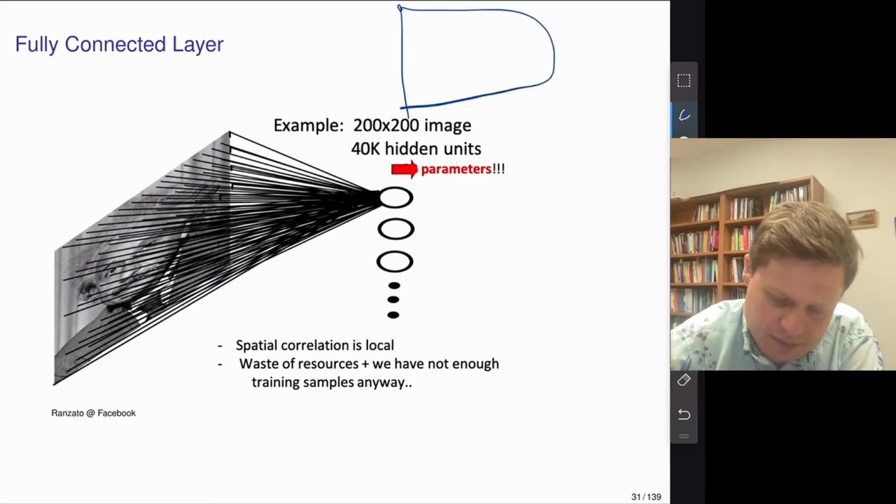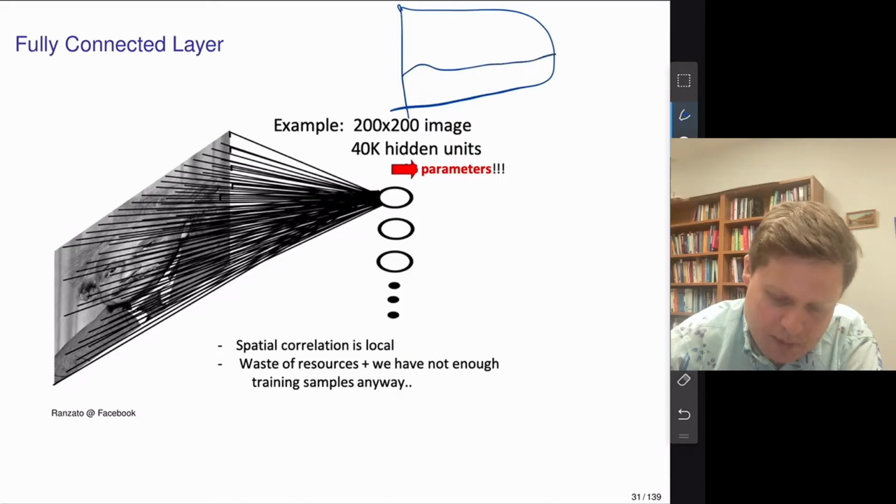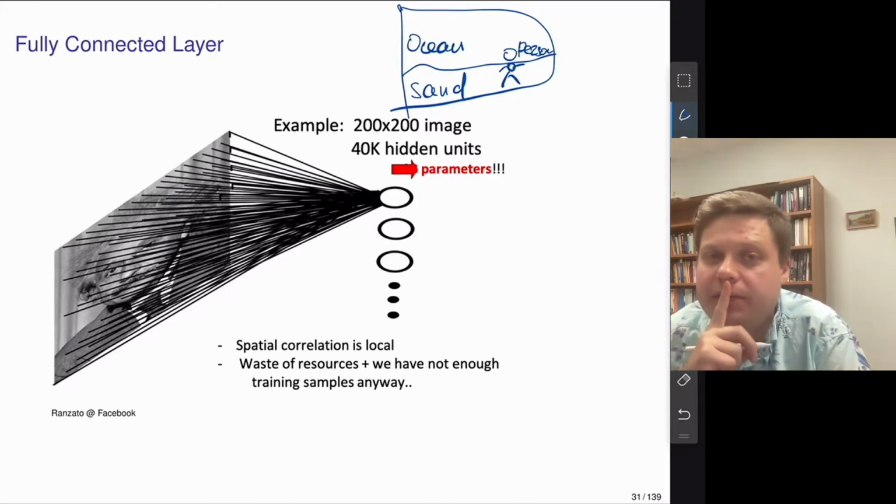However, in real images, let's say you have an image on the beach. You'll have part of the image that has sand in it, part of the image that has ocean, and part of the image that has a person. So that's your typical image taken on the beach.